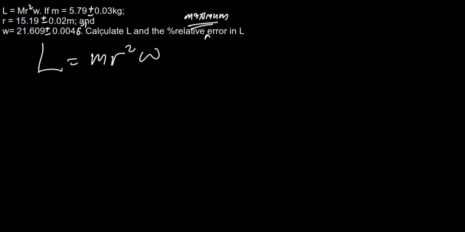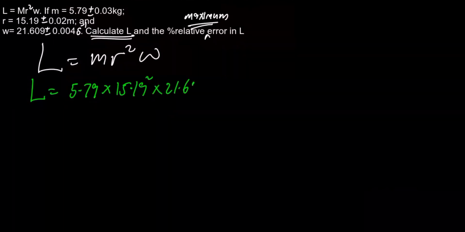Okay, so we have to calculate L. Let's solve this first one. So let's go. L equal to, what's M? You are calculating L now, the real value, not the error now. You are calculating L. So I'll be using the real value. M is 5.79. R is 15.19 squared times W is 21.609.